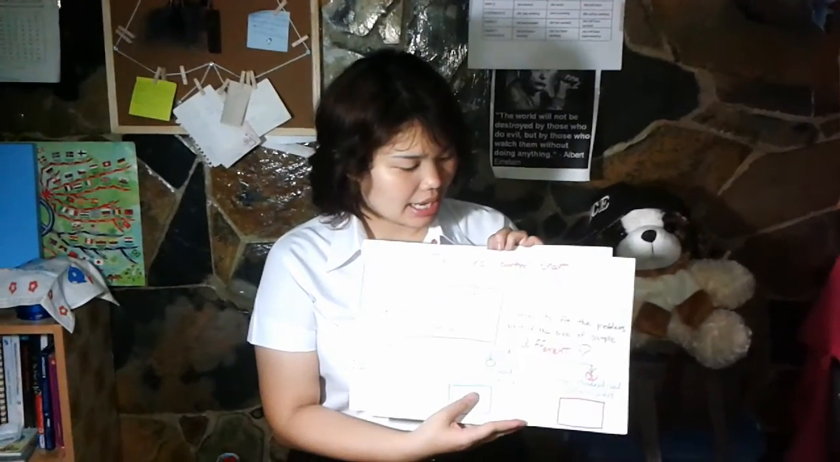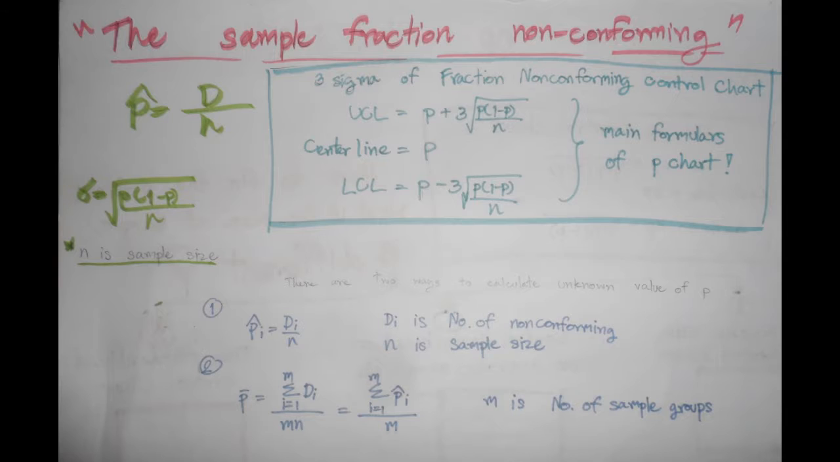This is the topic in the statistical quality subject. Let me present. The first one is the sample fraction non-conforming. The second is the NP control chart, and the last one is the C control chart. Let's start with the sample fraction non-conforming.